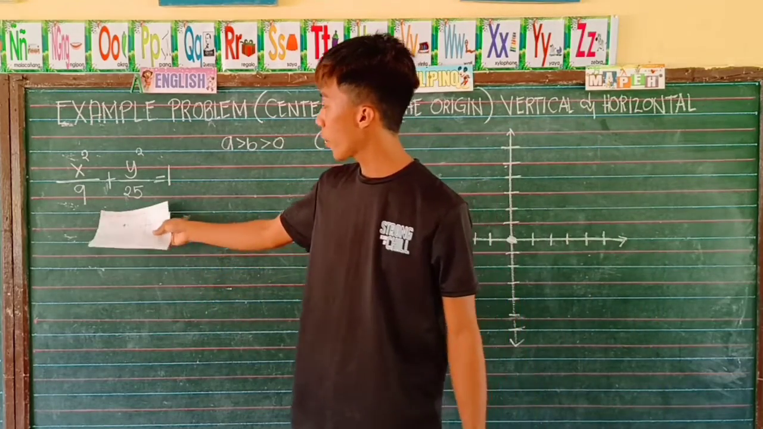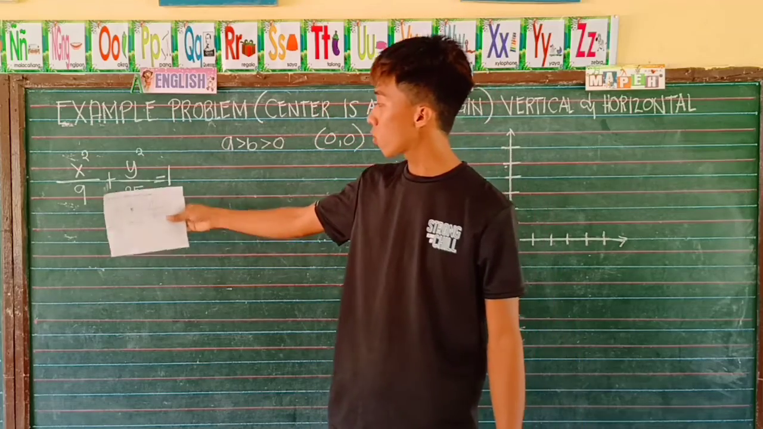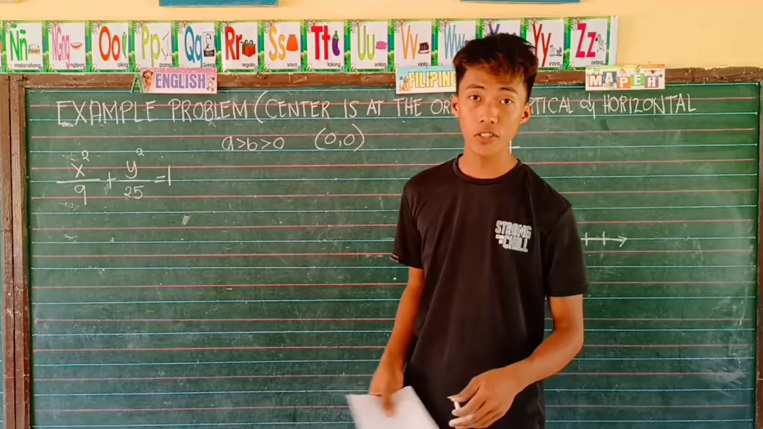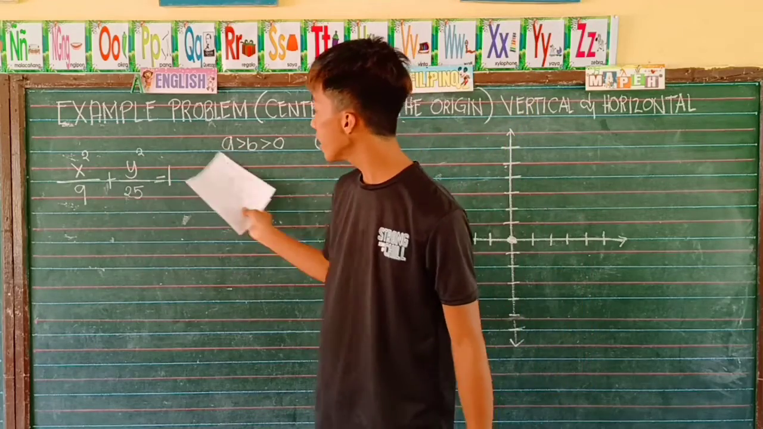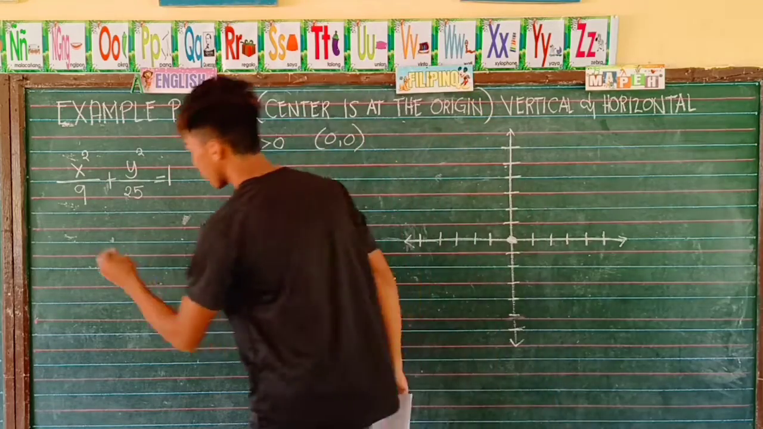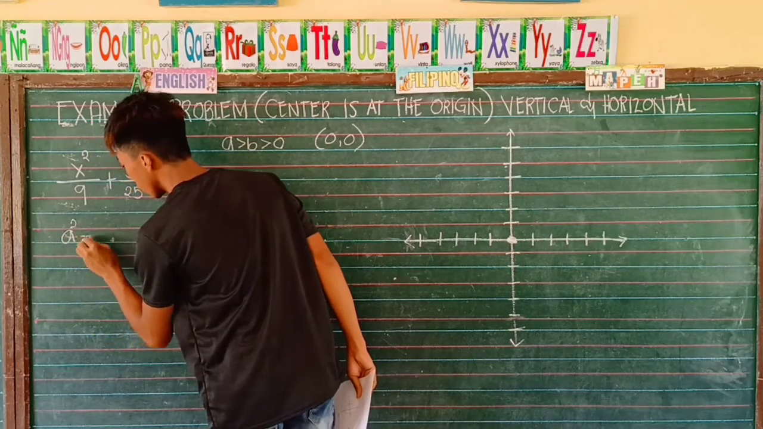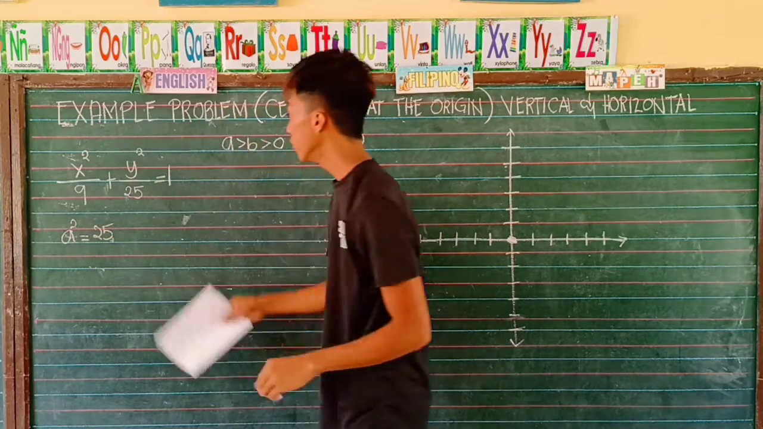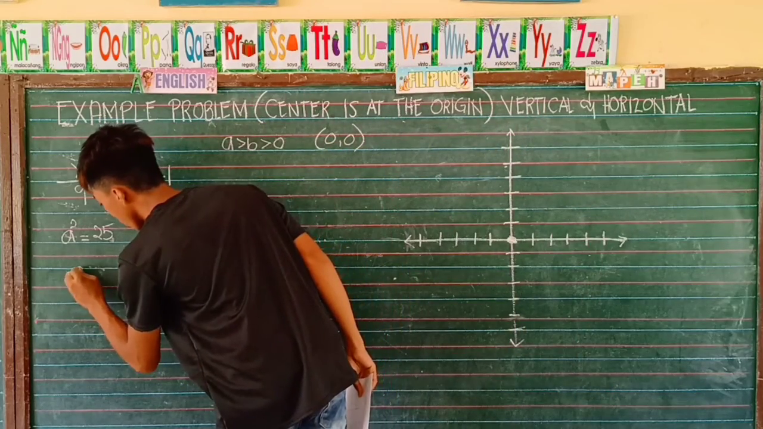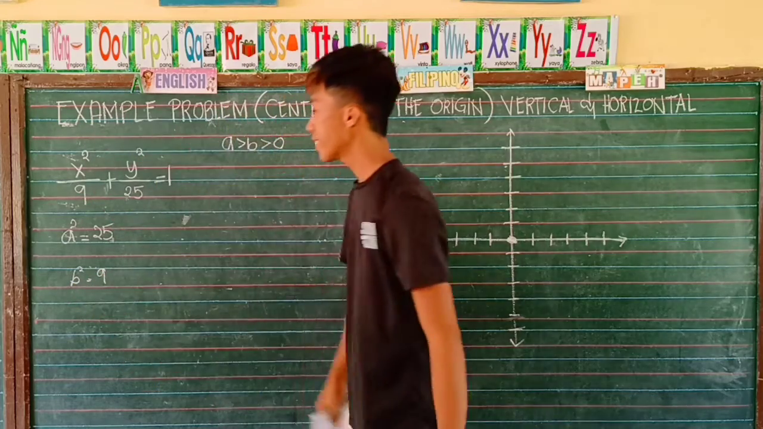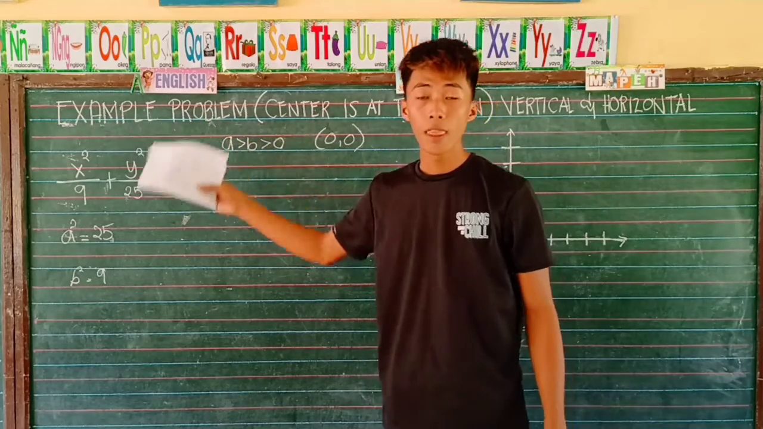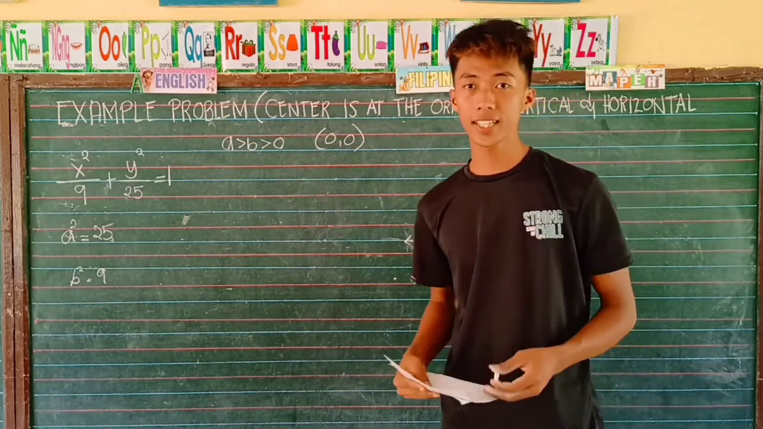So from our equation, makita na nato kung unsay porma sa atong ellipse, kung unsa ang value sa atong A squared, o kung unsa atong value sa atong B squared. Since ang A is greater than B, klaro na nga atong 25 is the value of our A squared. A squared equals 25. The value of our B squared is 9. B squared equals 9. Since ang atong A is nasa under this Y, ang forma sa atong ellipse is vertical axis.